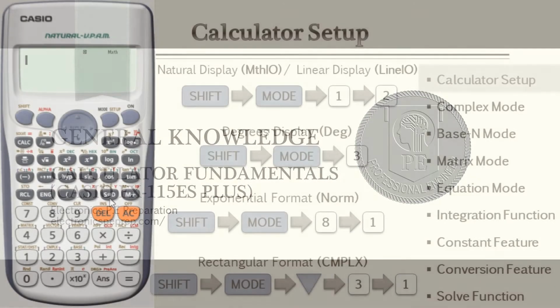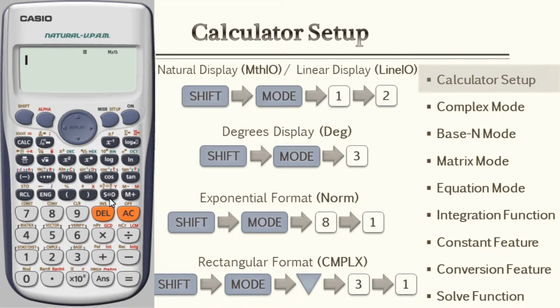For this lesson for today, we're going to be going over some calculator fundamentals for the Casio fx-115ES Plus. Now, this particular tutorial is just going to show you fundamentals as far as how to navigate through your calculator, as well as to set it up. So let's jump right in.